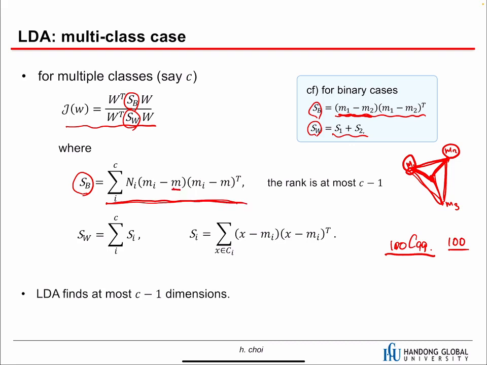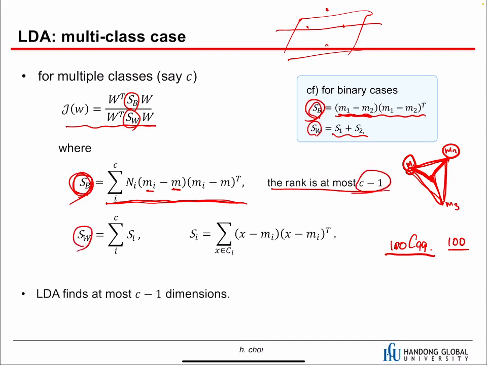This is the global mean and this one is the class mean. Check this SB and this SB for the multi-class case. It's slightly different, but basically the concept is the same. Okay, and then the rank is at most C-1 here. So why is the rank at most C-1? Think about this. If we have 2 points, then we can define just 1 dimension, right? Like this. If we have 3 points, then we can define 2 dimensions. When we have 4 samples, then at most we can define 3 dimensions. Something like that. So the rank of SB is at most C-1.